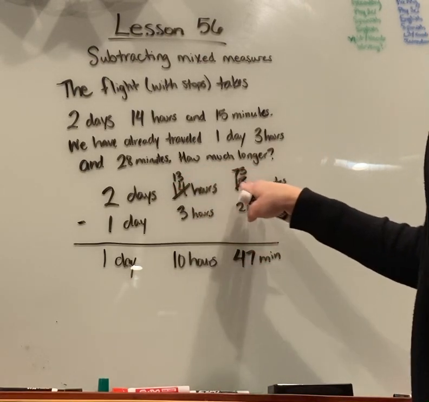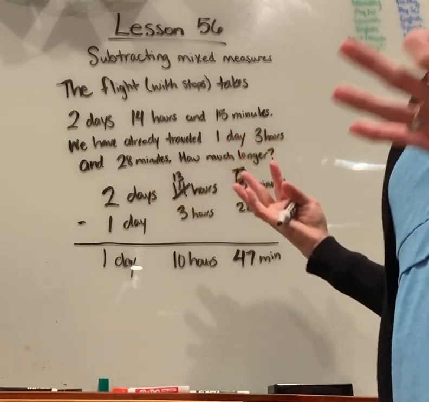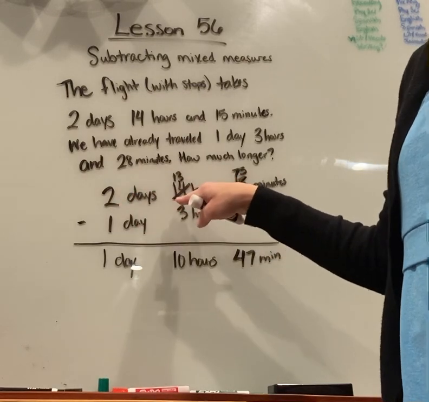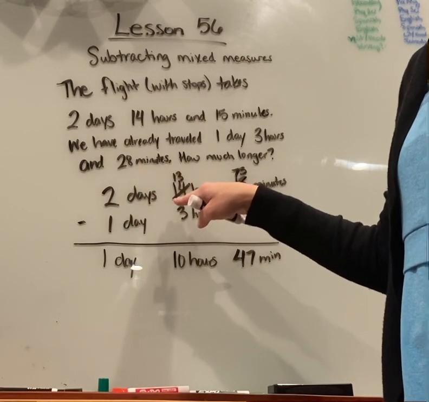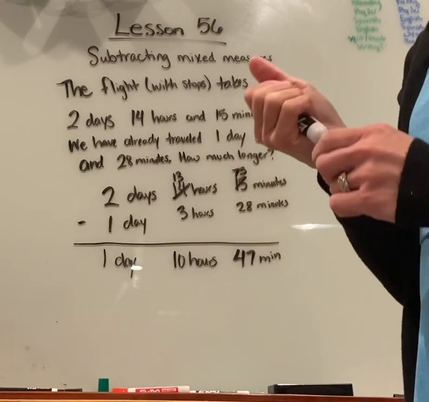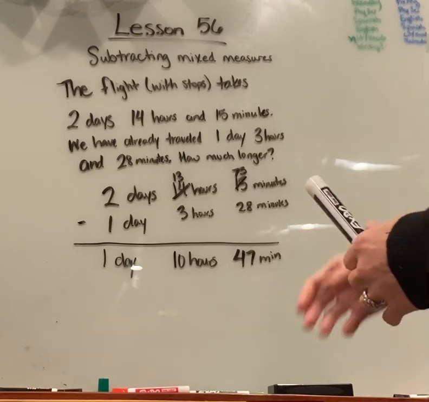So when we borrow and move things over, remember what you're moving over and how much it's going to change into. If I'd had to borrow a day, I would have changed it into 24 hours. When I borrowed an hour, I changed it into 60 minutes. If I'd been doing minutes and seconds, 1 minute would have been 60 seconds.